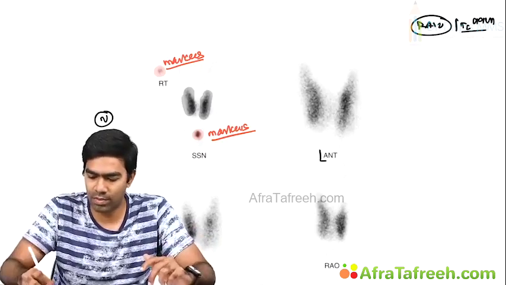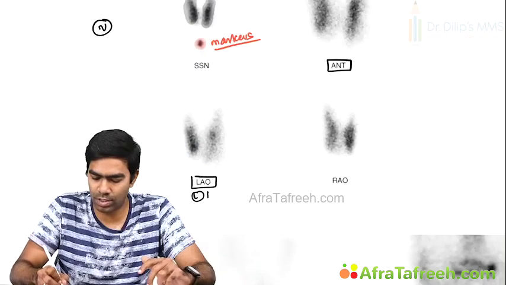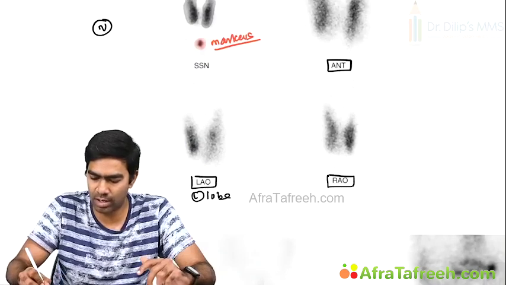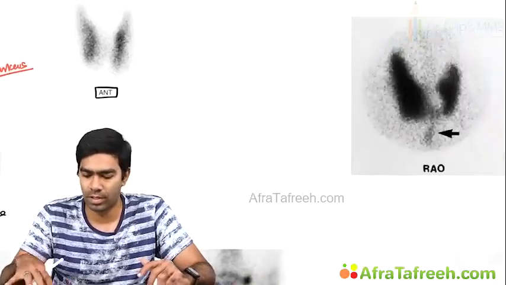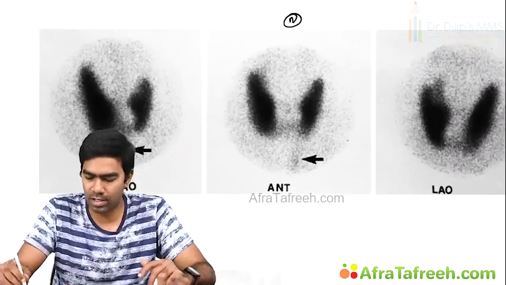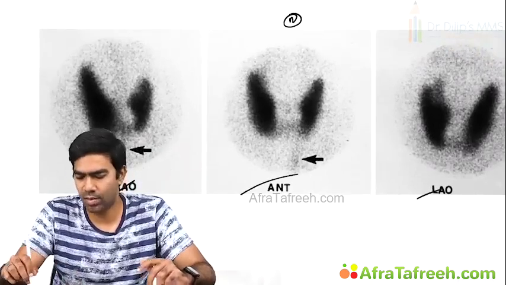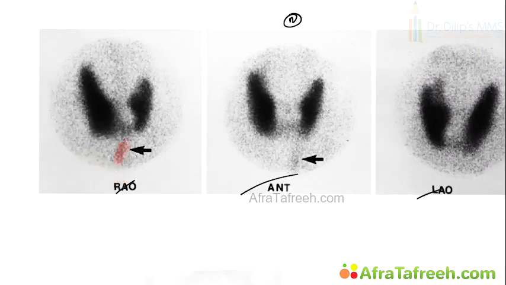This is an anterior view. This is a left anterior oblique view, which is good for seeing the left lobe, and this is a right anterior oblique view, good for seeing the right lobe. Then this is another normal imaging, again in the anterior, RAO and LAO views, where you can see one small tracer accumulation here. That's why I'm asking about it.